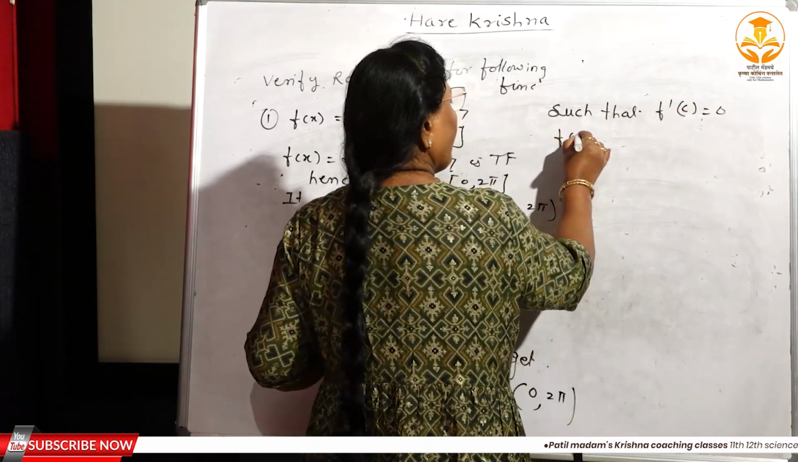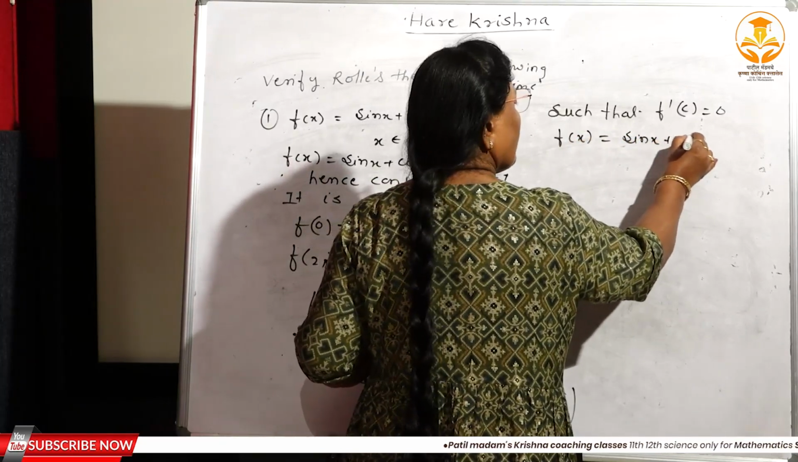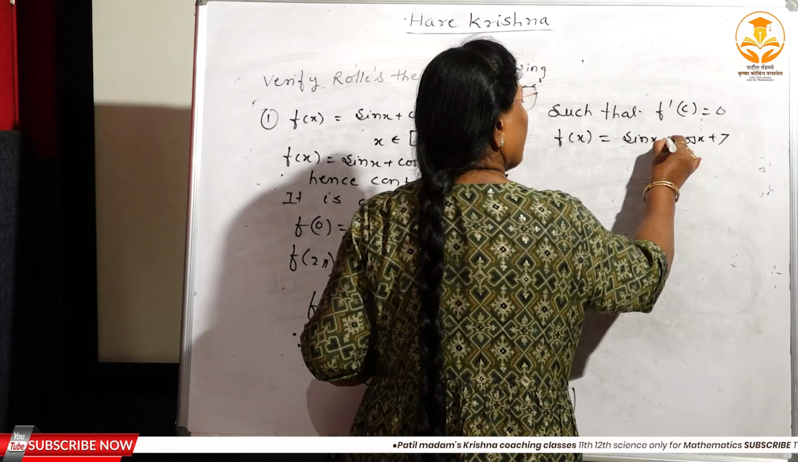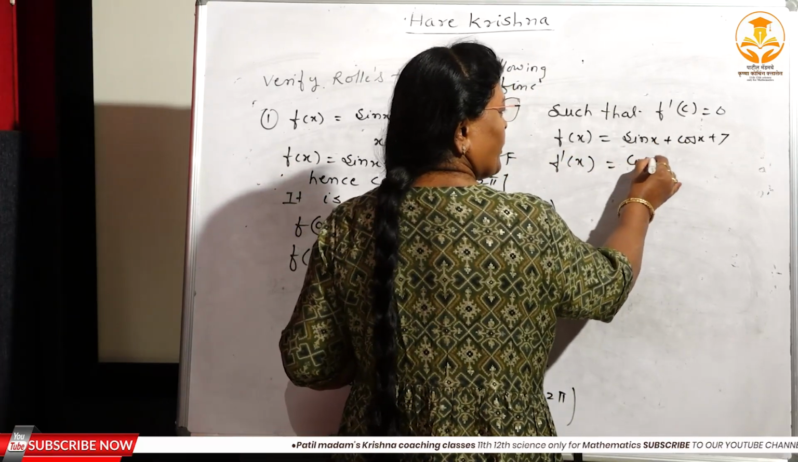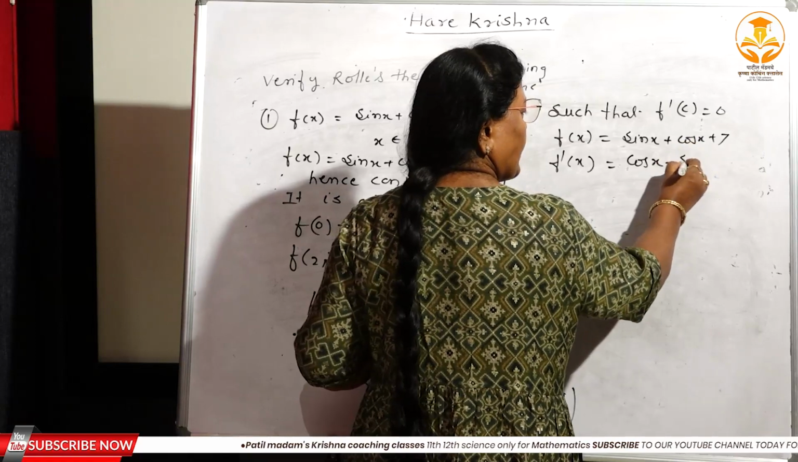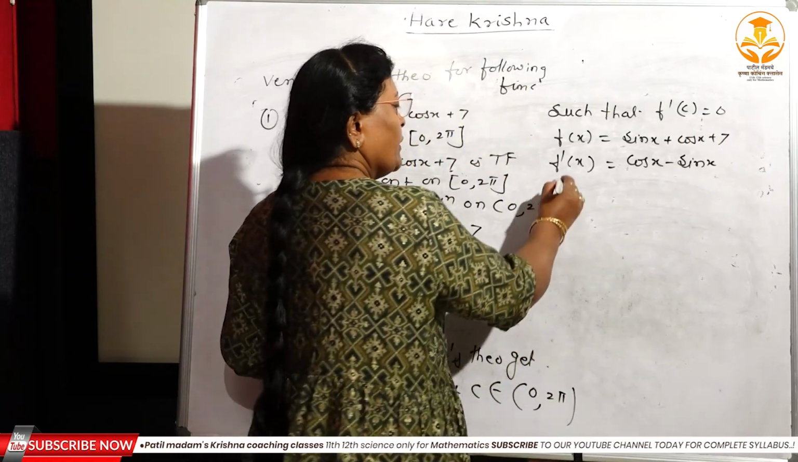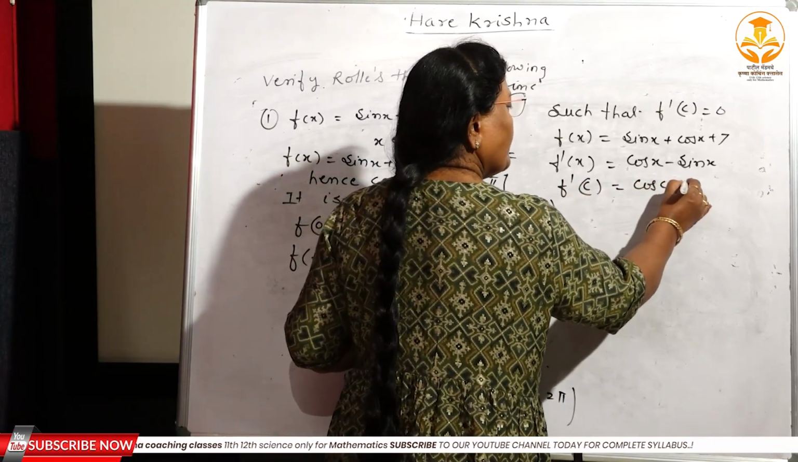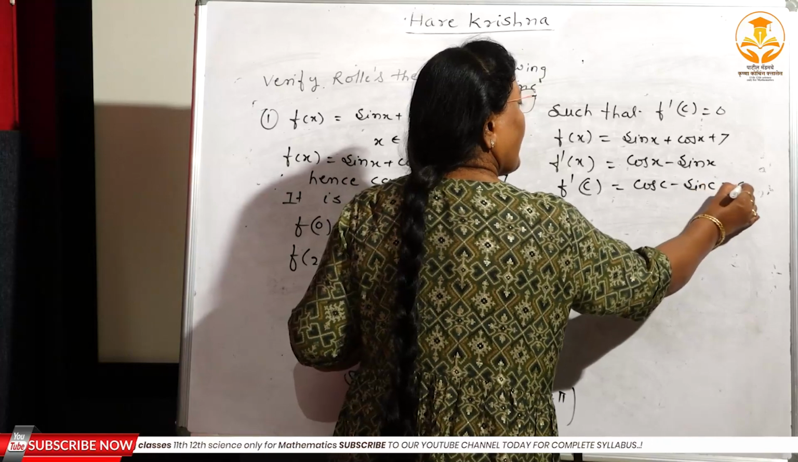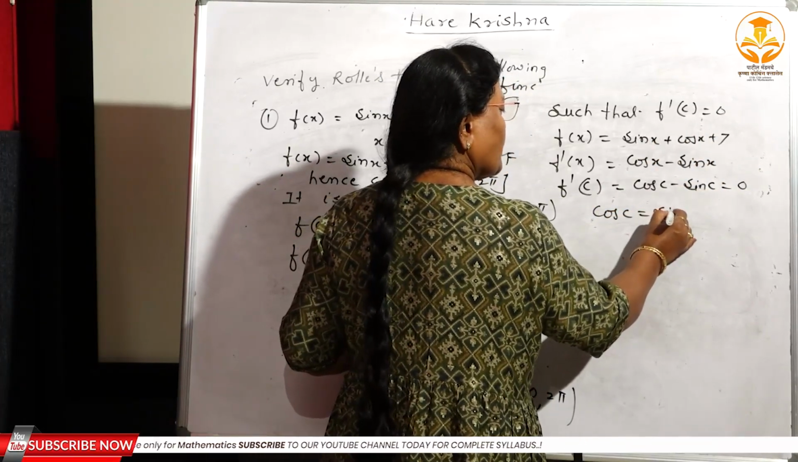Now you know f of x is equal to sin x plus cos x plus 7, isn't it? Now f dash x you can find out. The derivative of sin x is cos x, the derivative of cos x is minus sin x, and the derivative of 7 is 0, isn't it? Therefore f dash c is equal to cos c minus sin c. But f dash c is equal to 0. Therefore cos c is equal to sin c.